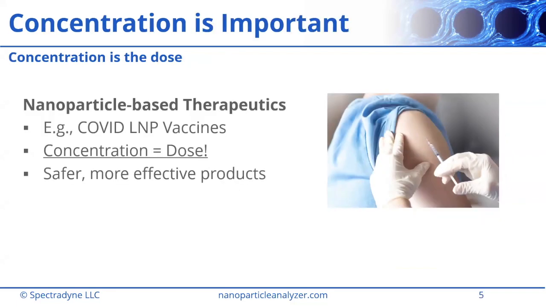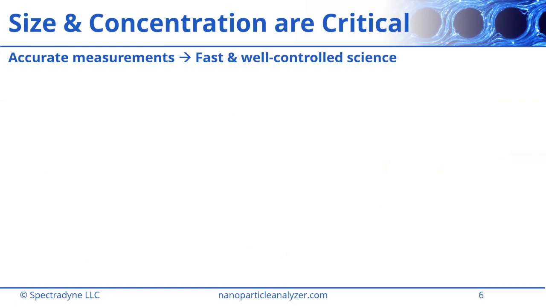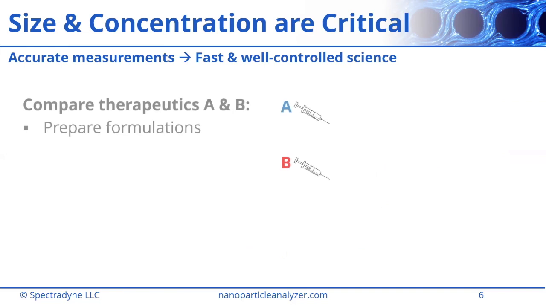What about concentration? Well, many therapeutics now are based on nanoparticles. For example, the 2 most prominent vaccines here, anyway, in the United States, are from Pfizer and Moderna. These are LNP, lipid nanoparticle-based vaccines. And in this case, the concentration is directly the dose of the drug, right? So it's imperative, very important, to measure the concentration in order to deliver a safer, more effective product. It must be carefully controlled. So let me walk you through a scientific example from a researcher's perspective to illustrate this.